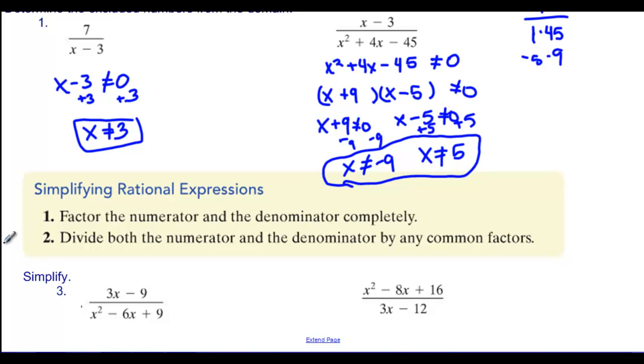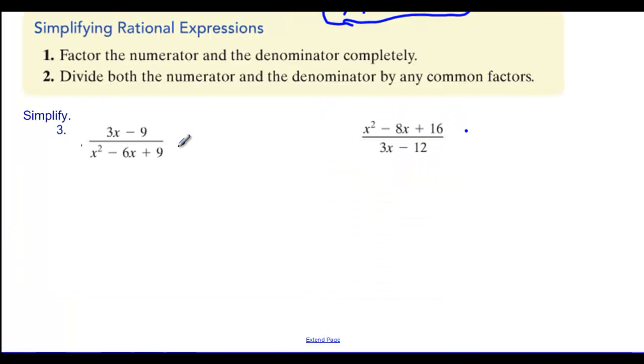All right, let's talk about simplifying rational expressions. So one of the ways that we can simplify is to look at see if there's any common factors, top and bottom, and cancel them out. To do that, though, oftentimes we're going to need to factor the numerator and the denominator, or the top and the bottom, and then see if anything cancels. So for number 3, this 3x minus 9, we can rewrite that by pulling a 3 out as being a common factor. So it's going to be 3 times x minus 3.